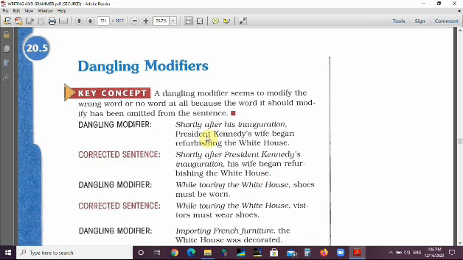What is the difference between the wrong sentence and the corrected sentence? In the first sentence, in the first phrase, we didn't mention President Kennedy himself. In the corrected one, shortly after President Kennedy's inauguration, we have his own inauguration, and his wife did such and such. But in the wrong one, shortly after his inauguration, whose inauguration? The name is not mentioned.